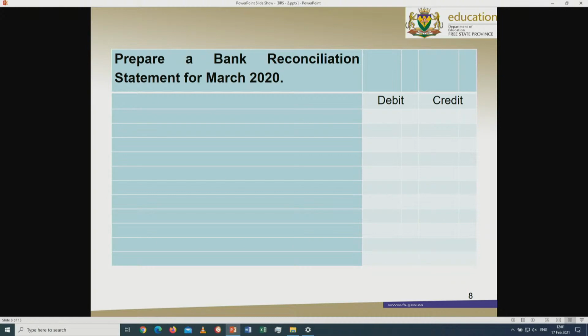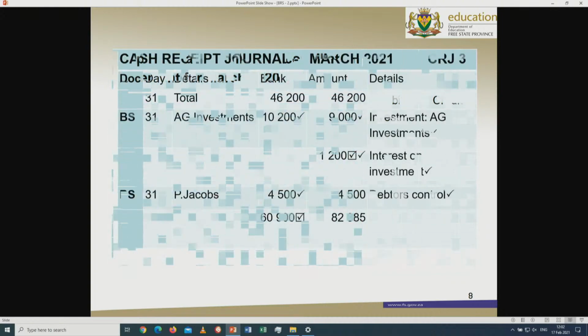So we also know the bank account. We're supposed to prepare the bank account, so we know the format of the bank account, and then the format of the bank reconciliation, it will have a debit column and a credit column. So I said even yesterday that you must remember to check the format of the bank reconciliation statement.